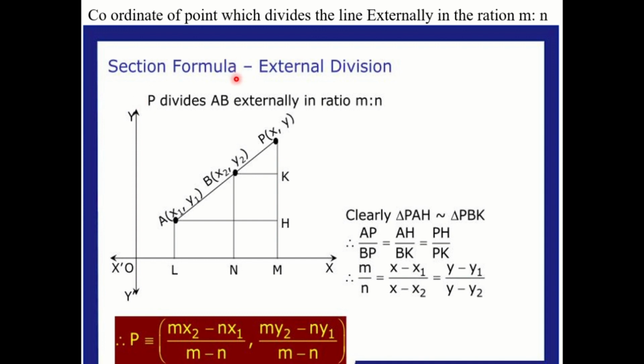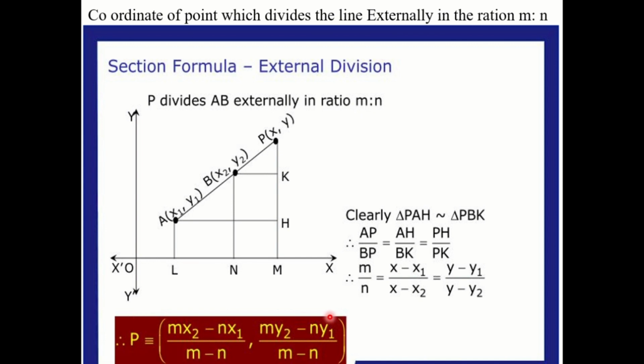Now another section formula, for external division. Here point P divides the line externally in the ratio m to n. Similarly, we can prove this equation, and the coordinates will be mx2 minus nx1 divided by m minus n, and my2 minus ny1 divided by m minus n. This is the x coordinate and this is the y coordinate. What is the difference? Only that in external division, in place of the plus sign, we write the minus sign.